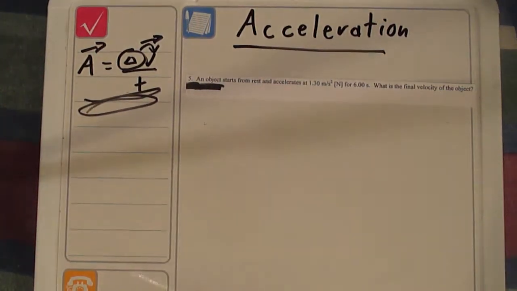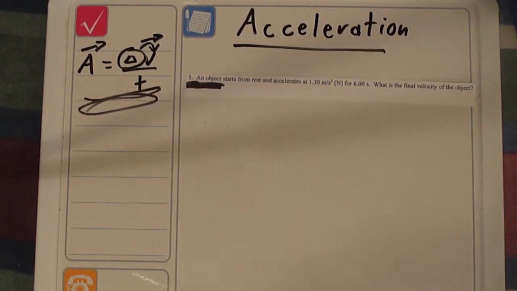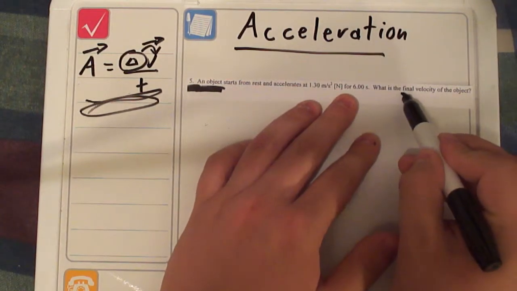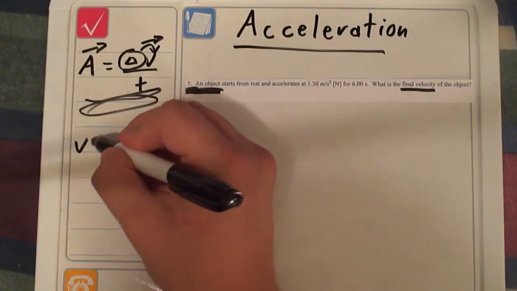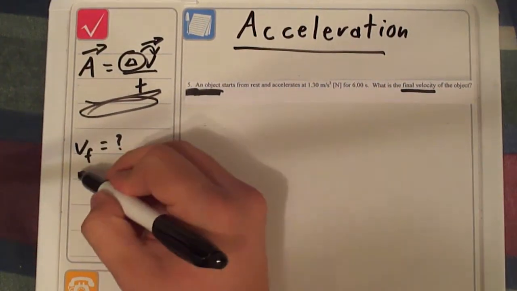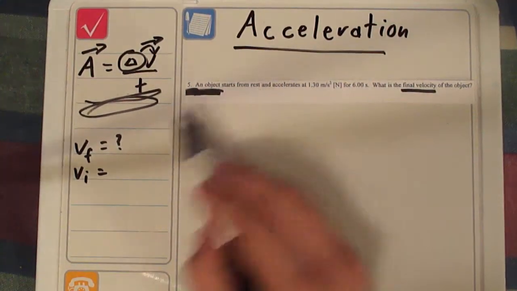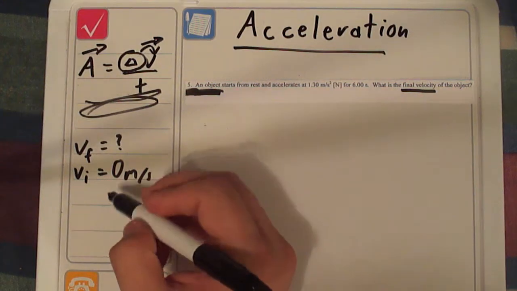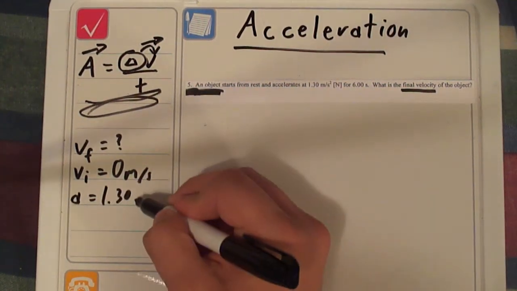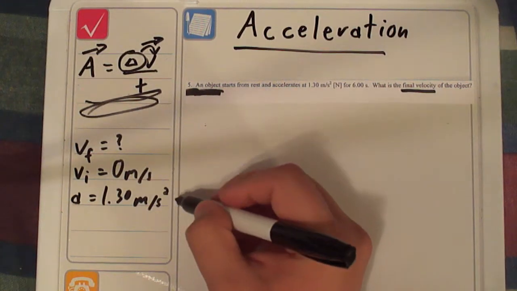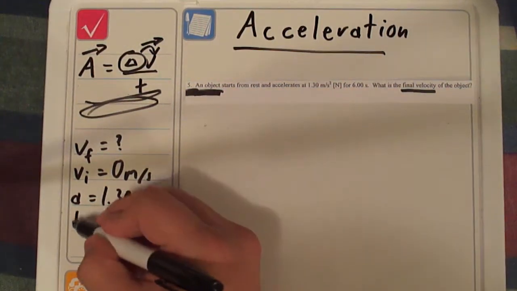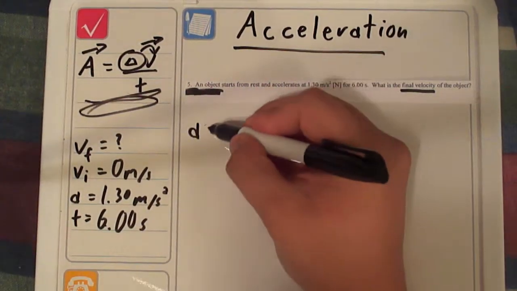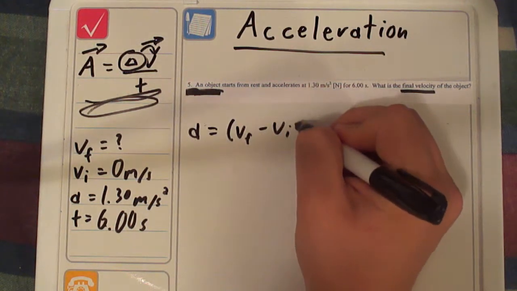Anyways, I'll start this. An object starts from rest and accelerates at 1.3 meters per second squared north for 6 seconds. What is the final velocity? So obviously, another straight one. We don't know the final velocity. We know the initial velocity, it starts from rest: initial velocity equals 0 meters per second. Acceleration equals 1.30 meters per second squared. And we know the time, 6.00 seconds.